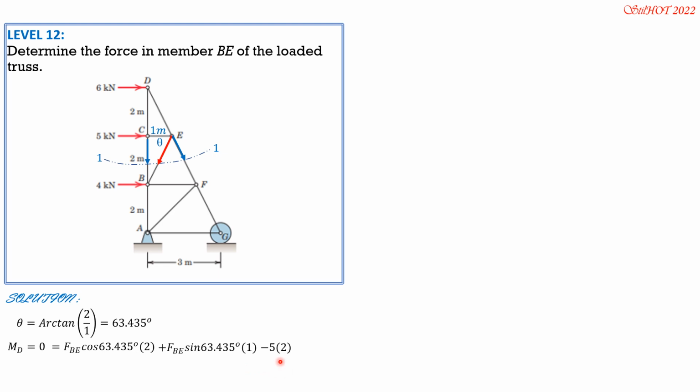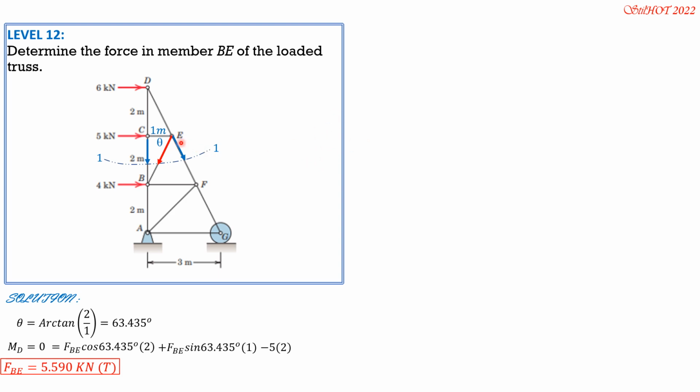It is equal to 10, 5 times 2, divided by quantity 2 cosine 63.435 plus 1 sine 63.435. So FBE can now be computed. 5.590 kilonewtons, positive, so tension.